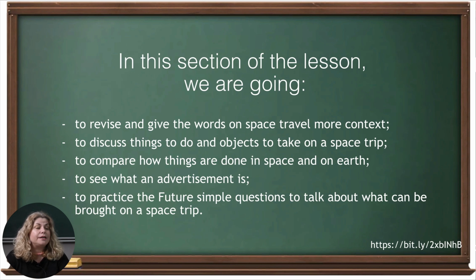We're going to discuss things to do and objects to take on a space trip. We're going to compare how things are done in space and on Earth. Ooh, it's going to get interesting. We're going to see what an advertisement is. And we are going to practice future simple to make up questions about what can be brought on a space trip. Sounds interesting? Don't turn it off. Let's go.